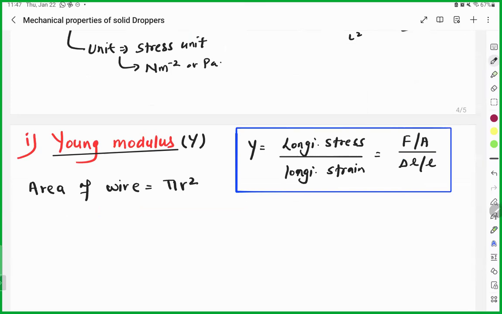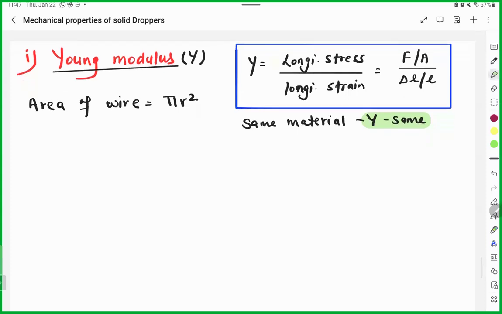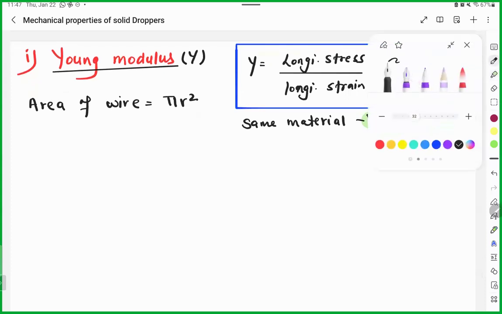And whenever you see that it is the same material, it means your Young modulus of elasticity will be the same. In the question, they will not explicitly say the Young modulus is the same. No, they will mention that the same wire has different area and different length. Then your overall Y value will remain the same because it is the property of the material, not the property of the dimension. Understood, guys? This is the most commonly asked question from the full chapter, Young modulus. Almost 80% of questions are only from the Young modulus.